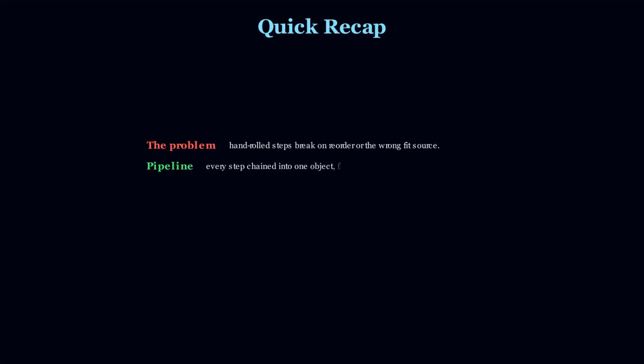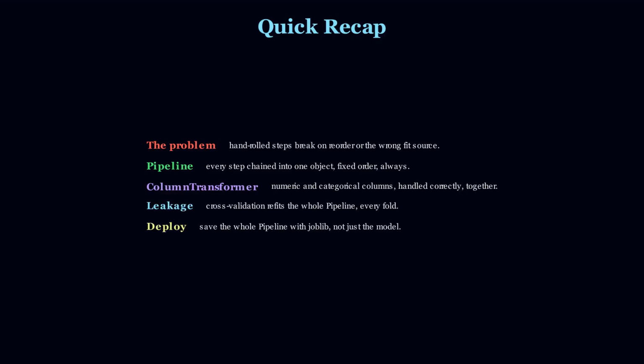Quick recap before we go. The problem: hand-rolled steps break the moment order or fit source changes. Pipeline, every step chained into one object, run in a fixed order. ColumnTransformer, numeric and categorical columns, handled correctly, together. Cross-validation refits the whole pipeline so leakage gets much harder. Save the whole pipeline with joblib, not just the model.